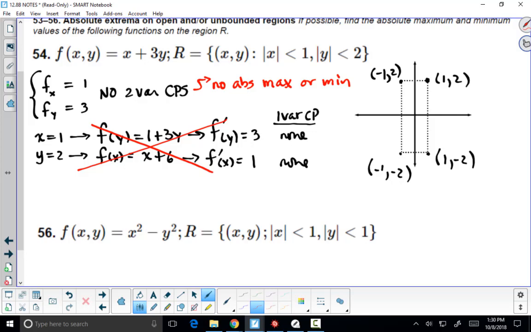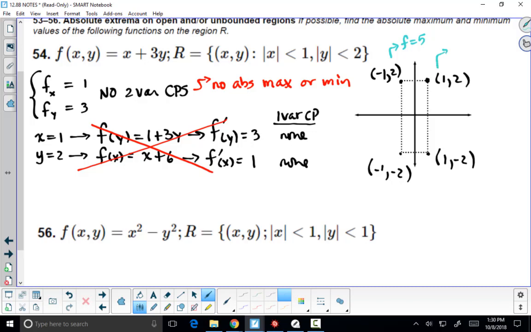If we have no two variable critical points, it'd have to be at one of the vertices. Right? So we would test the value at our vertices. So if we plugged in -1, 2, we would get 5. That would be the function value here. If that was included, we would have f equals 5.